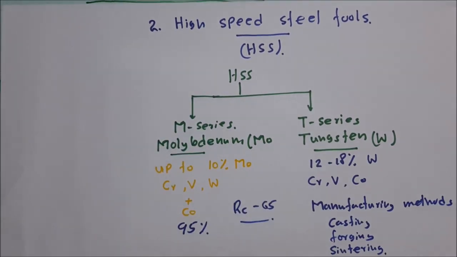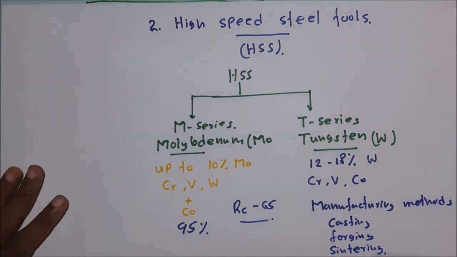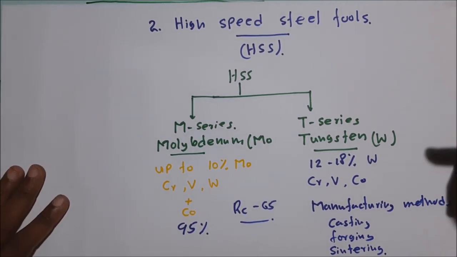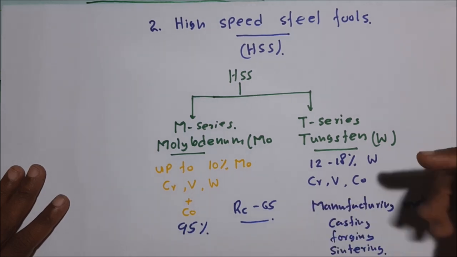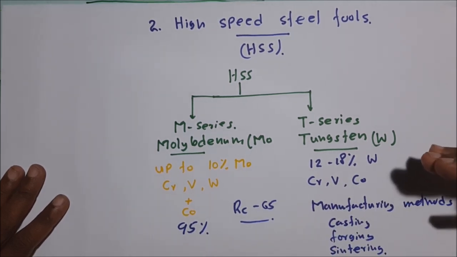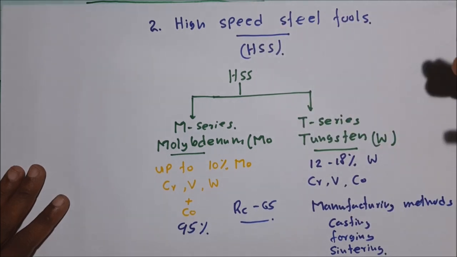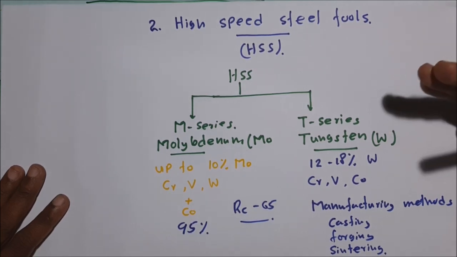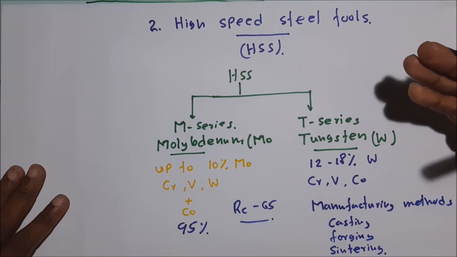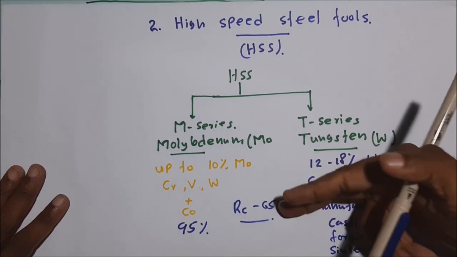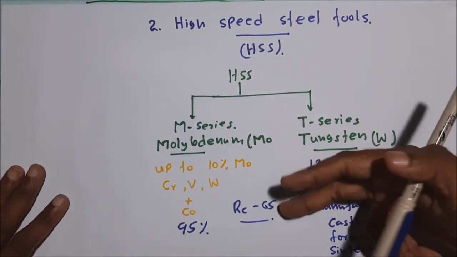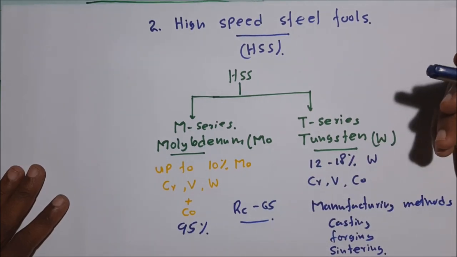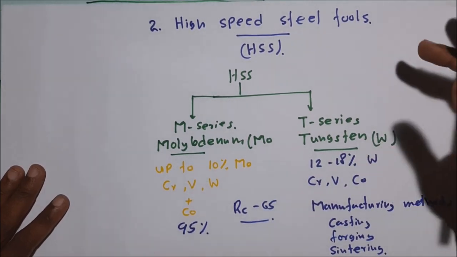That is the important property of the HSS tool. So it can be used for high speed cutting applications, because it can keep its hardness at elevated temperatures. In high speed cutting the rate of heat generation is high, so the temperature increases. But the HSS tool can retain its hardness even at the elevated temperature. That is the important property of the HSS tool.